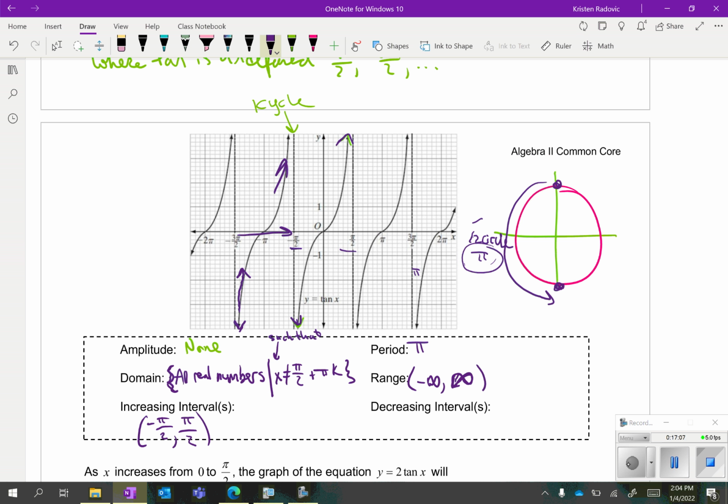Remember, you're not putting hard brackets because at pi over 2, there's an asymptote. So nothing's happening at that asymptote. The graph's not increasing or decreasing there. It just doesn't exist there.